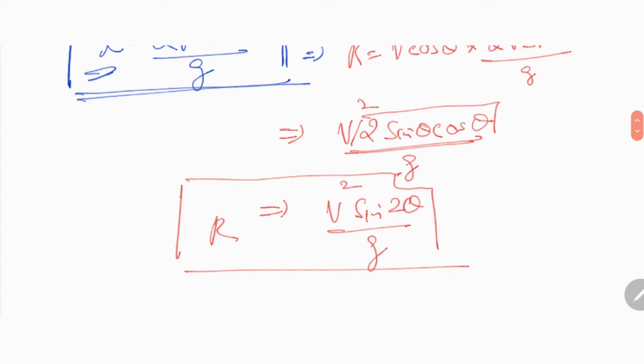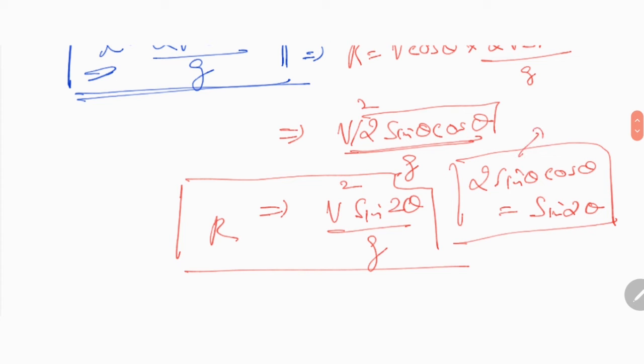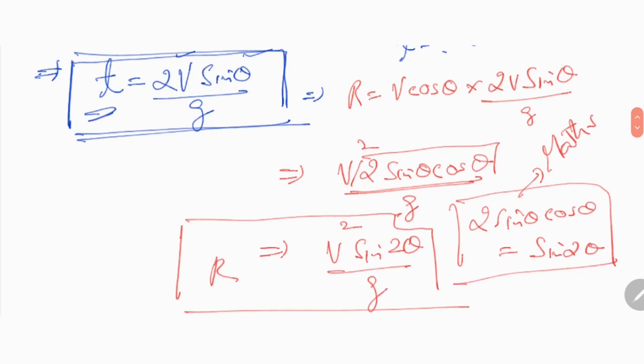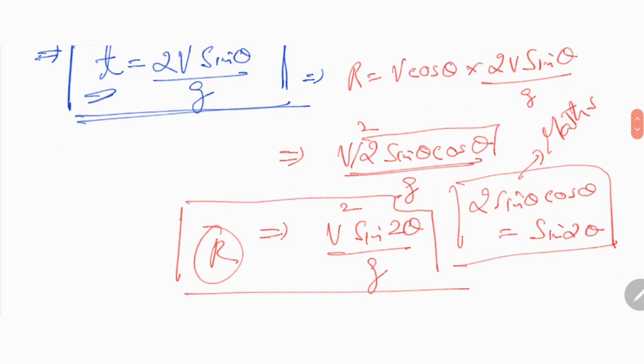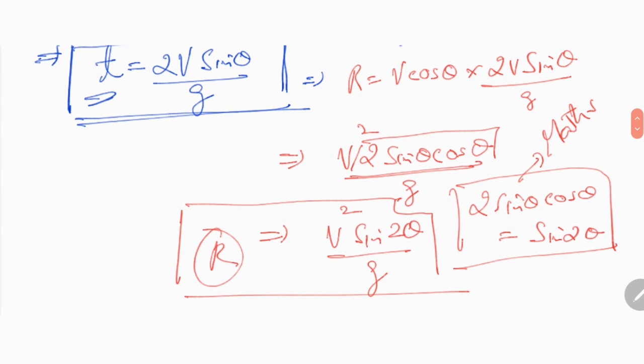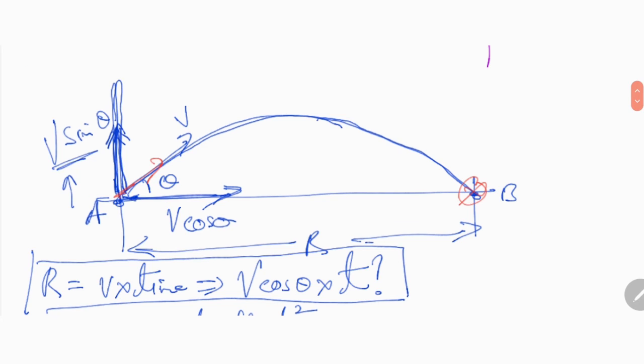Now by trigonometry we know that 2 sine theta cos theta is equal to sine 2 theta. Please verify this from your maths course on trigonometry. So we find out that the range is v square sine 2 theta by g. So isn't it very simple? So we found out range here, and of course we found out time here. Now this was a case where the ball was projected from the ground and it landed at the ground here.